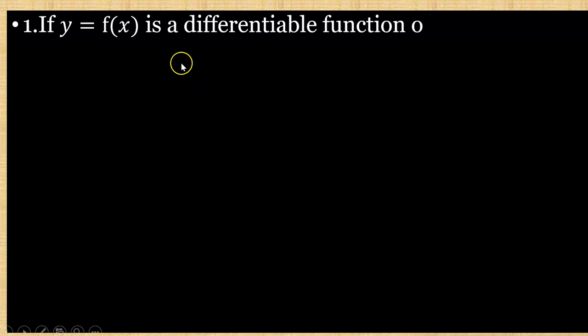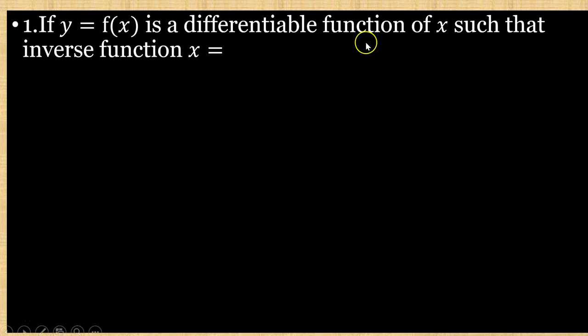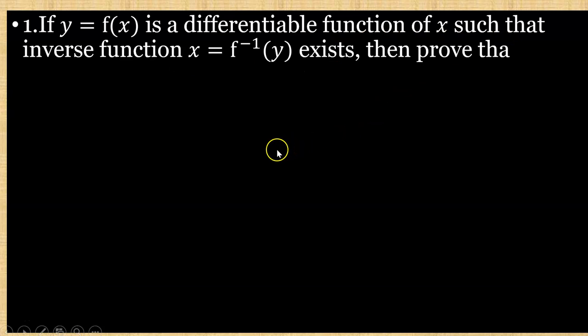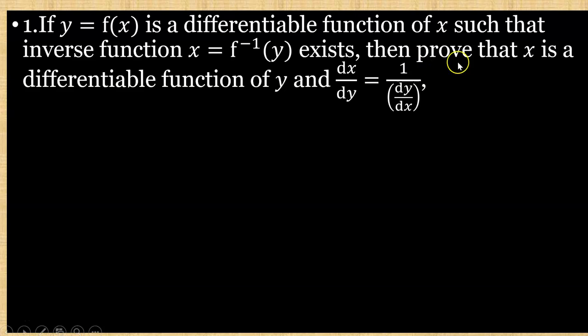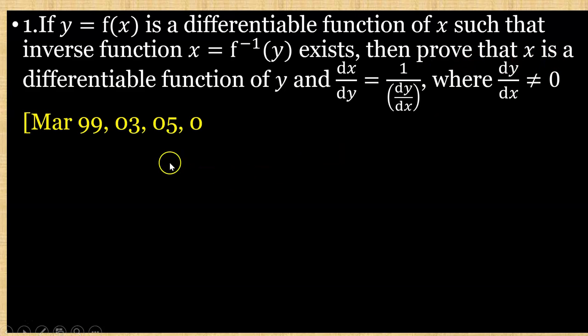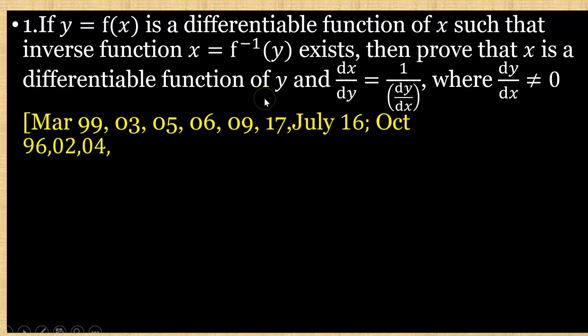If y is equal to f of x is a differentiable function of x such that inverse function x is equal to f inverse of y exists, then prove that x is a differentiable function of y and dx upon dy is equal to 1 upon dy by dx, where dy by dx is not equal to 0. And this is the theorem. It has been asked in board examination a number of times, and that's why this is very important. Now let us start to prove this.